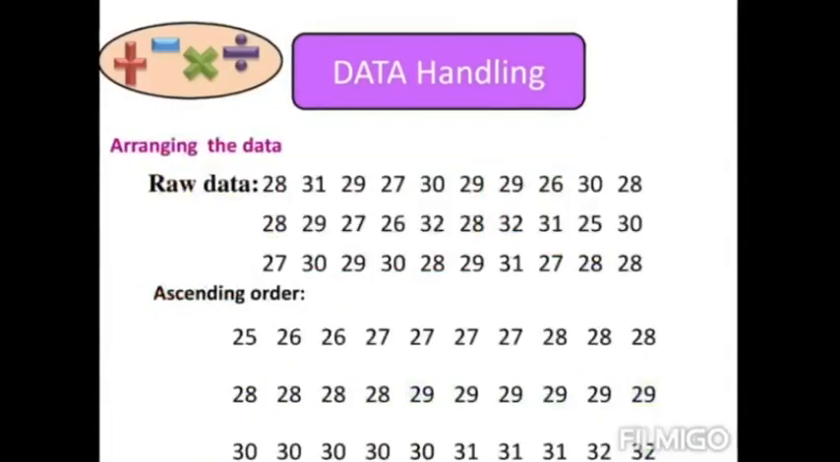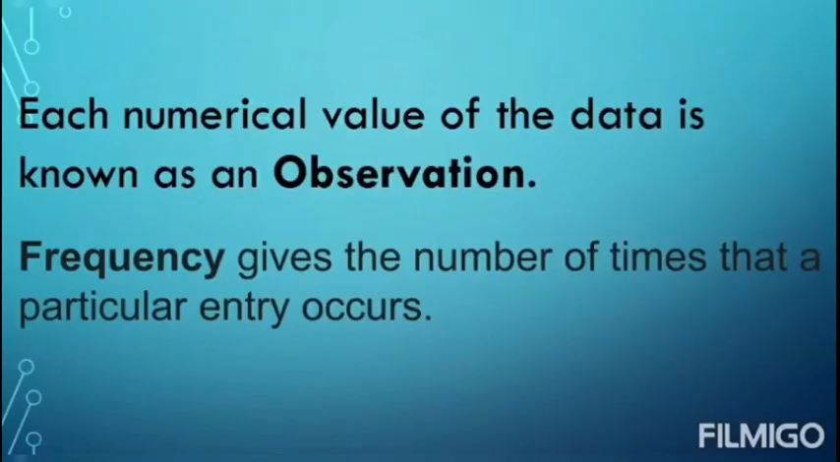The data can be arranged in ascending or descending order. Such an arrangement is called an array. So here you can see that raw data I have arranged in ascending order. So this arrangement is called an array. Next topic is observation. Each numerical value of the data is known as an observation, while frequency gives the number of times that a particular entry occurs.